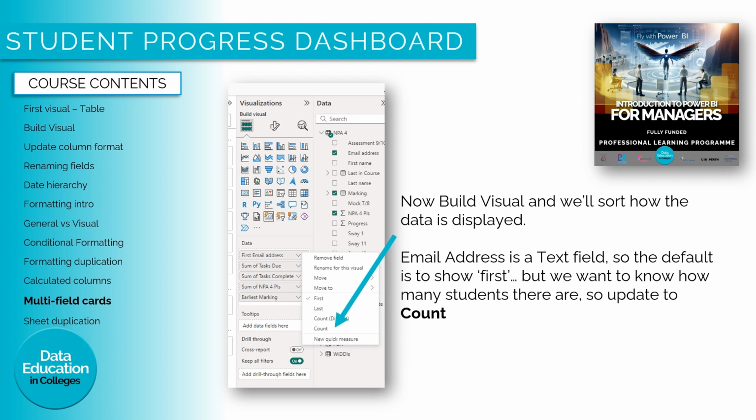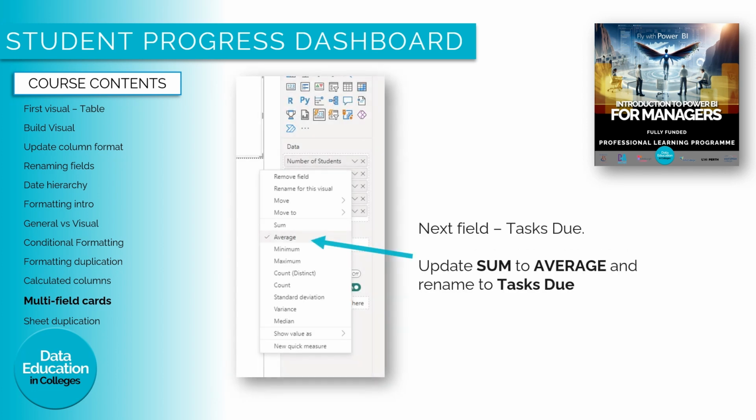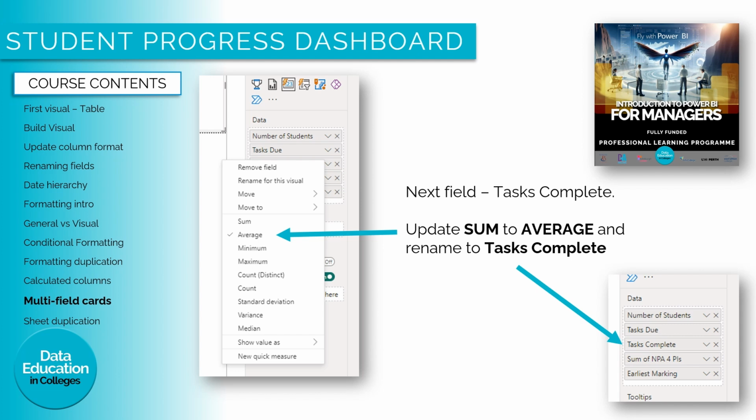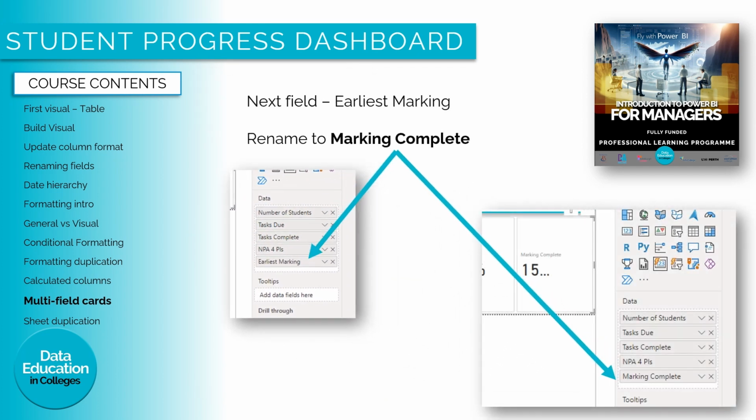Now into the build visual. Email address is always going to show first because it's a text field, but we want to know how many students there are. So we're going to update that to count, and while you're there, rename it number of students. Next field, task due, change sum to average and rename to task due. Next field, task complete, update sum to average and then rename to task complete. And the PIs, again, update sum to average and rename to NPA4 PI. And with marking, just rename to marking complete.